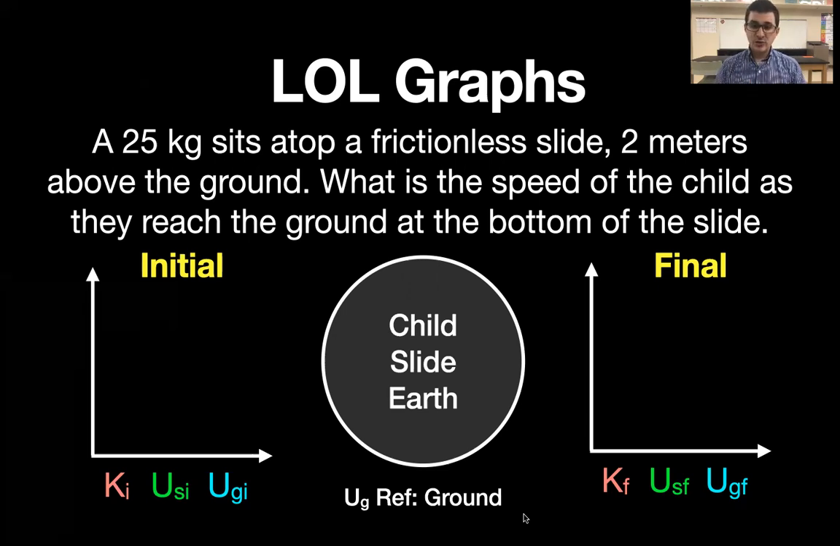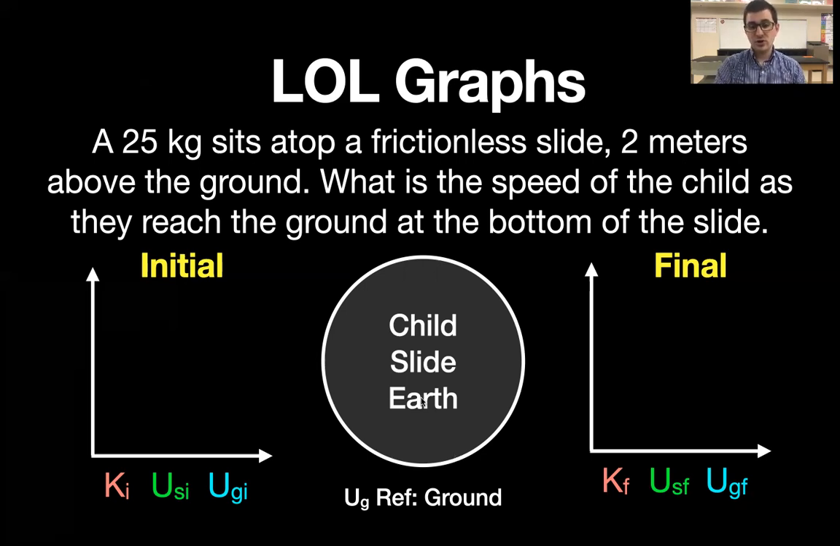If we were not to include the Earth in our system, then the Earth would be doing work on the child, which we'll talk about more. But if the Earth is outside our system, then our mechanical energy at the beginning would not equal our mechanical energy at the end, which would be kind of a big headache for us.